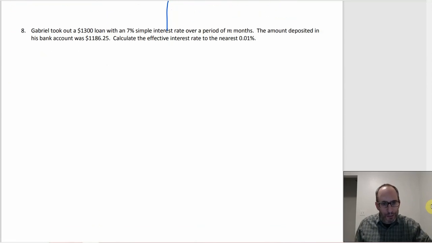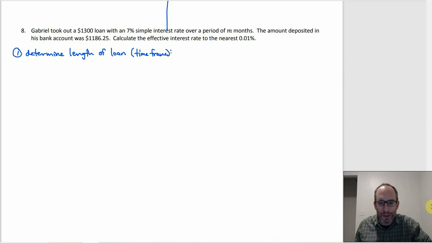All right, so let's see. What we got to do first is determine the length of the loan, or the time frame, whatever you want to call that. All right, so what we've got, we know that P, the face value of the loan, is 1,300.